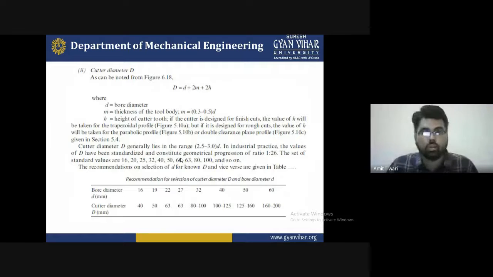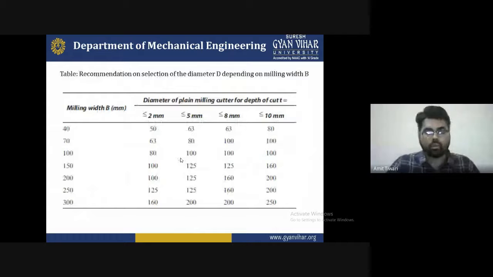So these are the considerations which we obtained for the different diameter and different bore which we are observing today. Now, a certain table for the different plain milling cutters having different diameters for the selection criteria. We have to select for that. It is easy to understand and easy to fabricate.